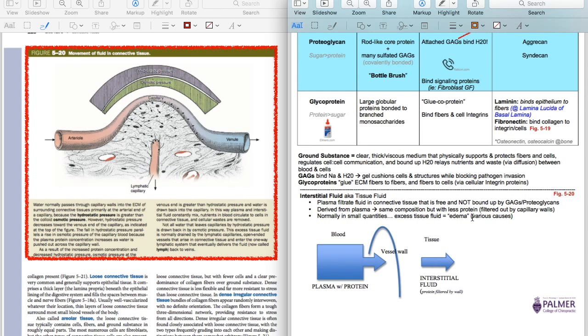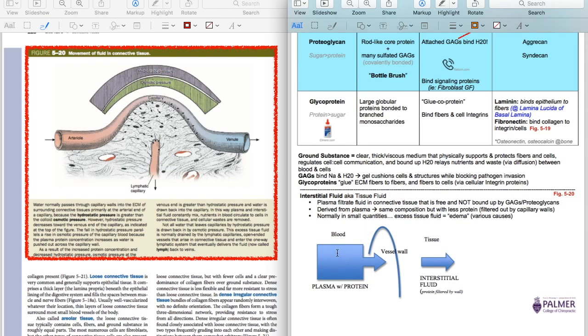There are many, many different pathologies that cause edema. It could just be protein, or it could be trauma, burns, various vascular disorders and things. So just know that edema is a clinical term for excess tissue fluid or excess interstitial fluid.